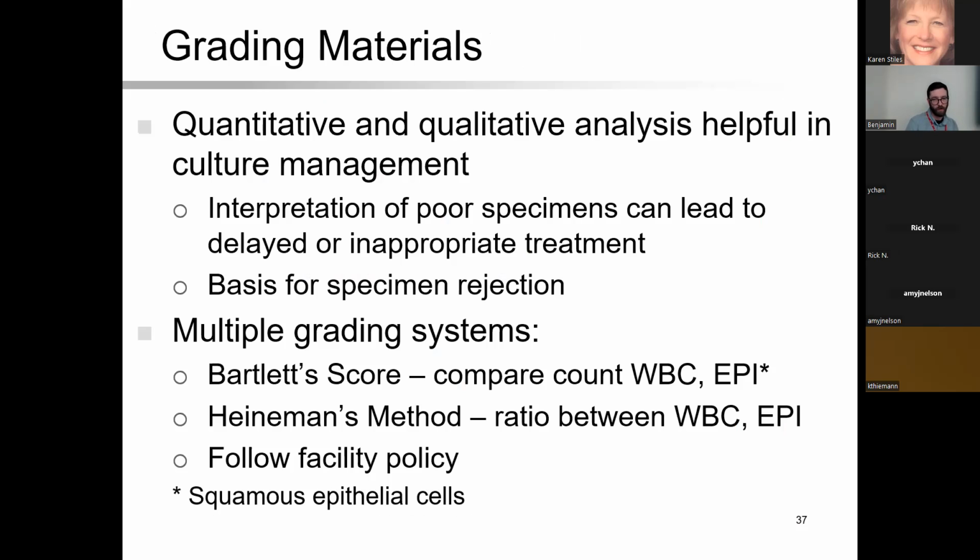There's different ways to keep score. You can just count up your total white blood cells and epithelial cells you see. You can create a ratio between them as rejection criteria.